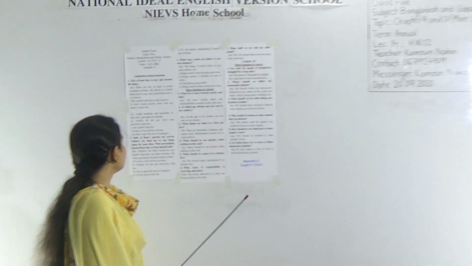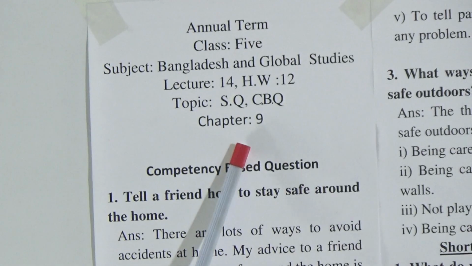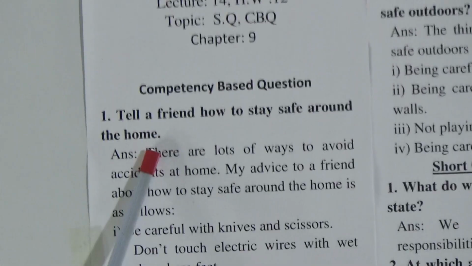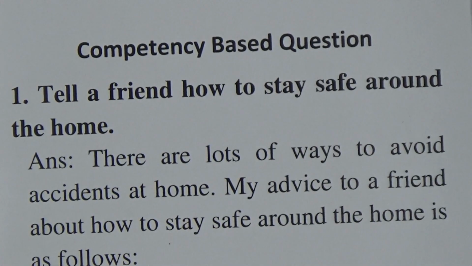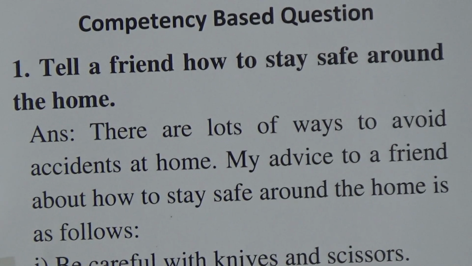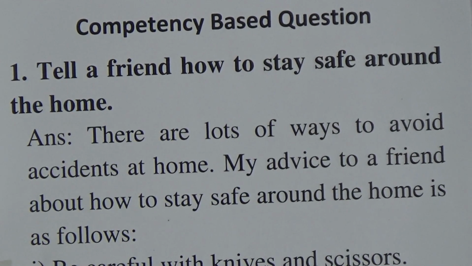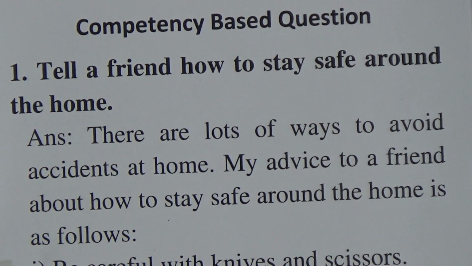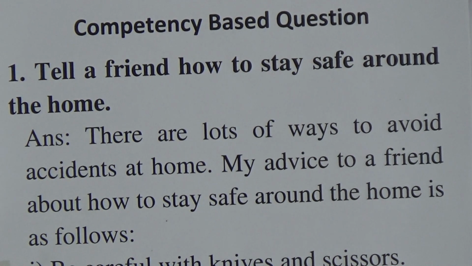So dear students, now look, at first we will start with the competency based question answer from chapter 9, and we have done it before. Now look, question number 1, tell a friend how to stay safe around the home. And we all know the ways how to stay safe around the home. We will be careful when we use the electronics and when we use the knives or scissors, or when we go near the fire. So let's read the answer.